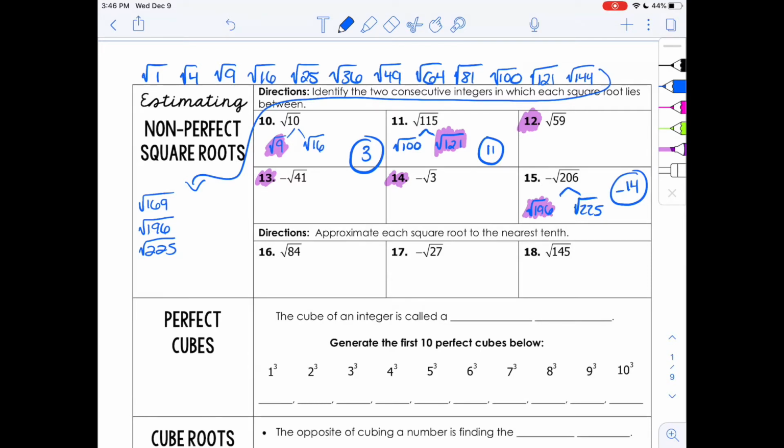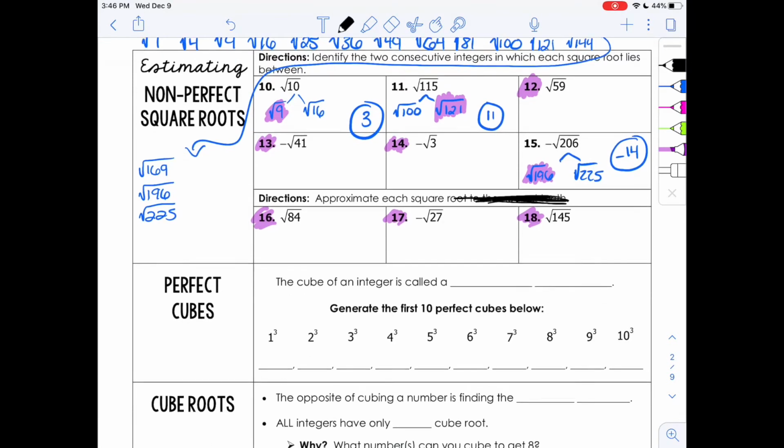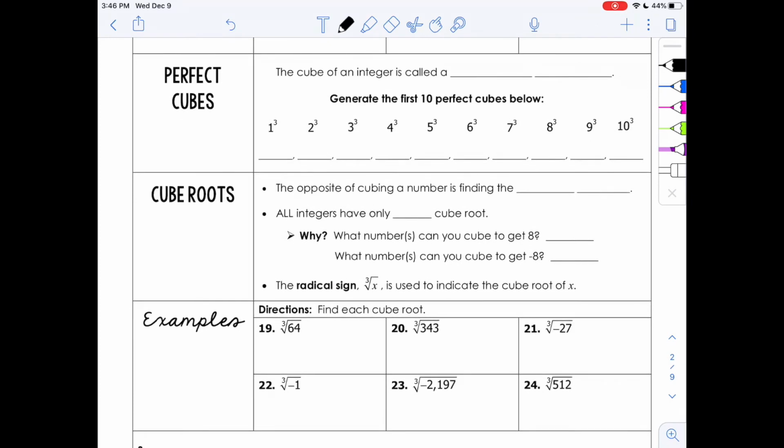Now for 16, 17, and 18, I want you to highlight those. But I just want you to approximate, so you can mark out to the nearest tenth. You're going to be doing just like you did 10 through 15. Now, along with perfect squares, we have what we call perfect cubes. So the cube of an integer is called a perfect cube.